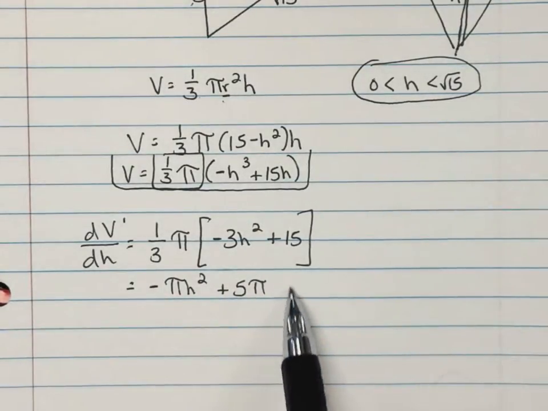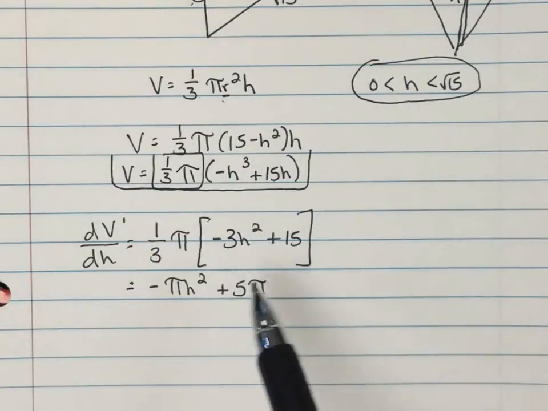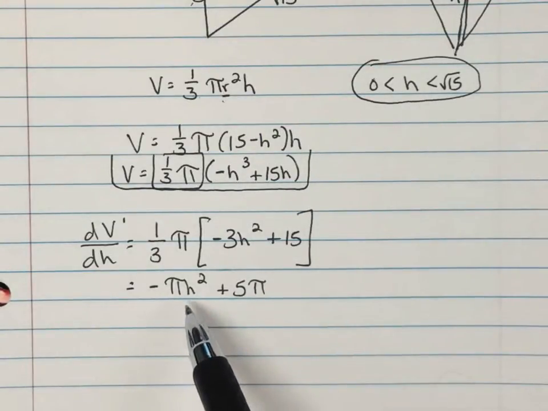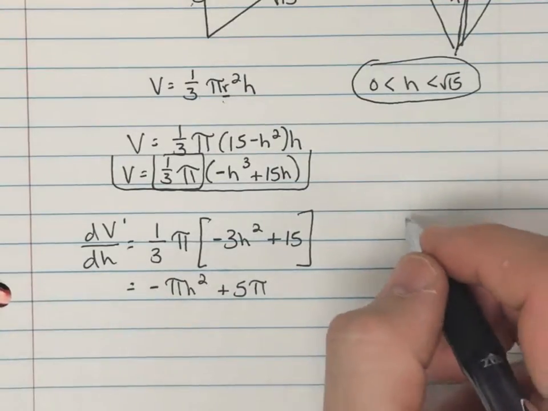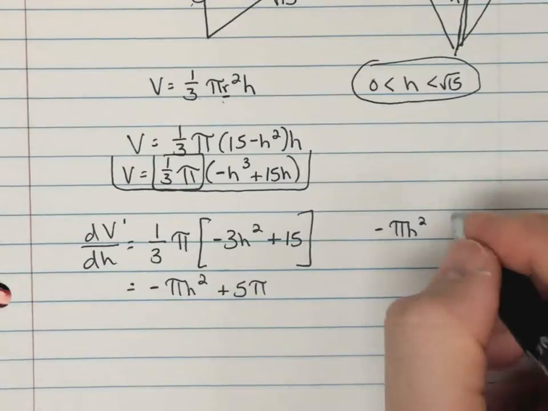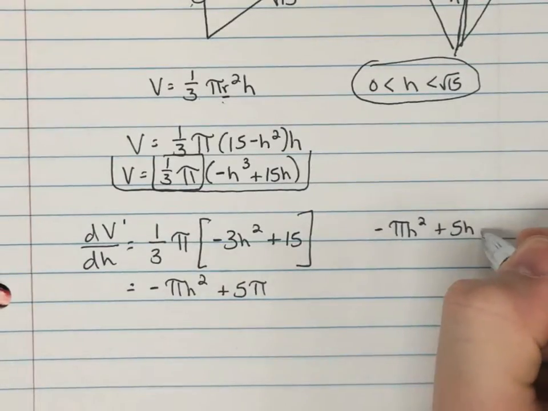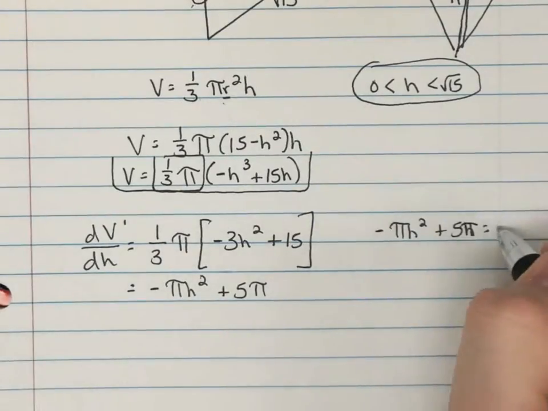It's never undefined. We're good on our interval. There are no fractions, no radicals, no tangents, no anything that's going to force that to be undefined. So therefore we simply set it equal to 0 and solve it. Because critical values occur, I've said this several times, anywhere the derivative is equal to 0.